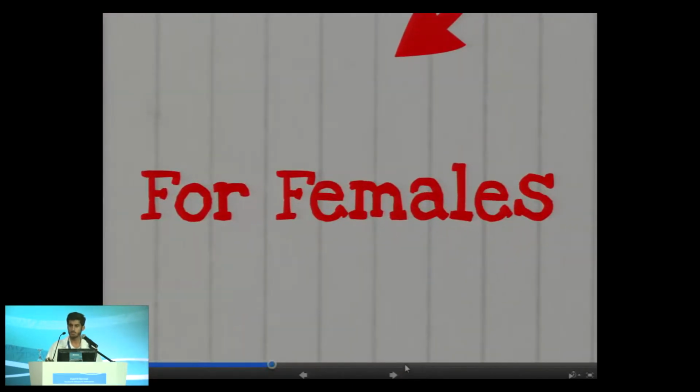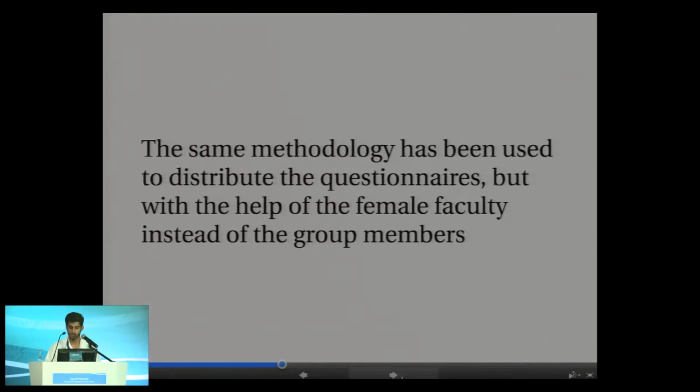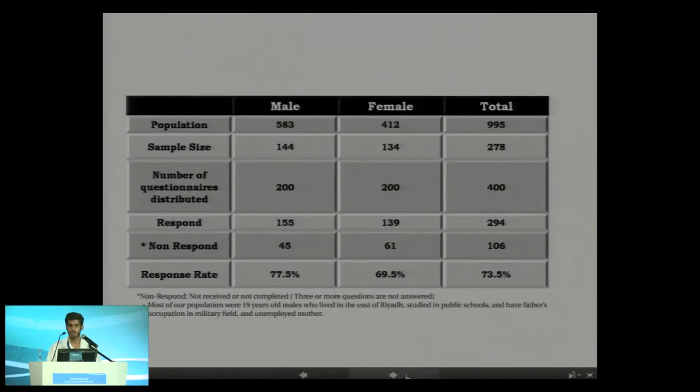For female, we did exactly the same thing, but due to social and cultural limitations, we got help from female faculty. And this is what I'm basically expressing here. These are just rough numbers about the population and sample size. Our population for male is 583, for female 412, and we have the total. Our sample size is 144 for male and 134 for female.